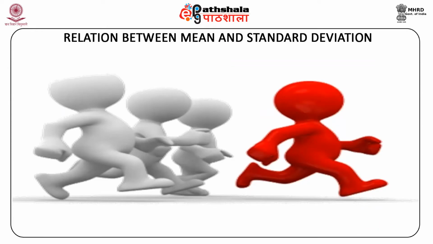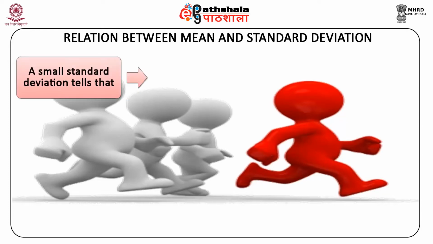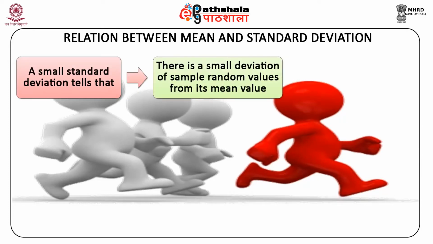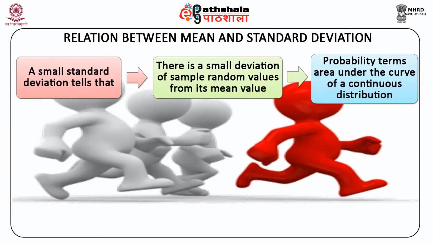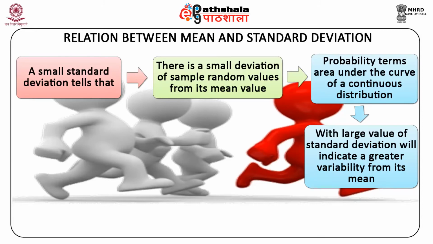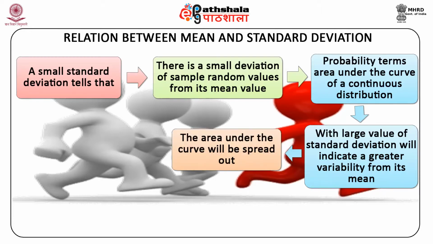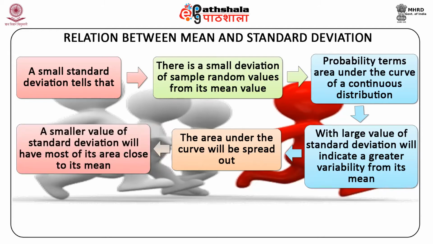Next, we will talk about the relation between mean and standard deviation. A small standard deviation tells that there is a small deviation of sample random values from its mean value. In probability terms, the area under the curve of a continuous distribution with a large value of standard deviation will indicate a greater variability from its mean, and therefore the area under the curve will be spread out. However, a smaller value of standard deviation will have most of its area close to its mean. The same is true for a discrete probability histogram.